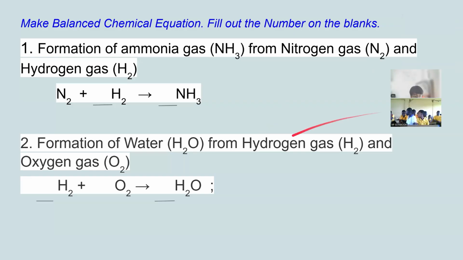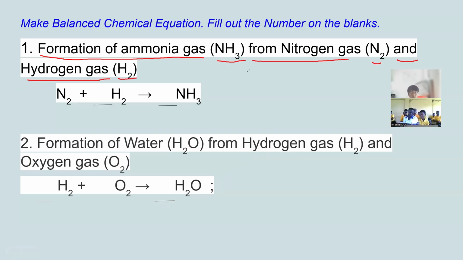Now, here are some questions that involve balancing chemical equations. So first, if you're asked the formation of ammonia gas, NH3, from nitrogen gas, N2, and hydrogen gas, H2. So we have N2 on the left, H2 on the left, and these reactants form ammonia gas, NH3.